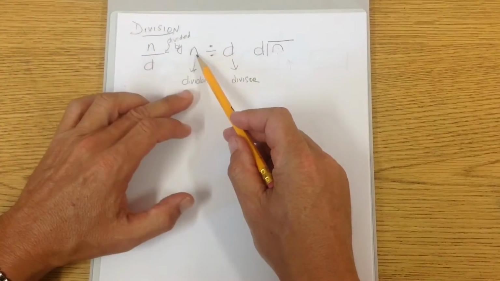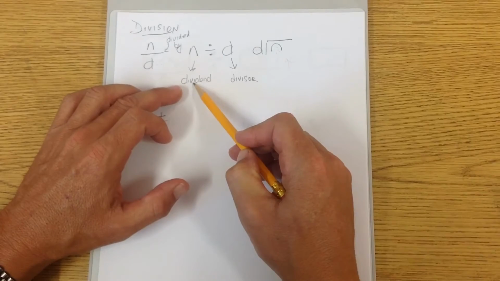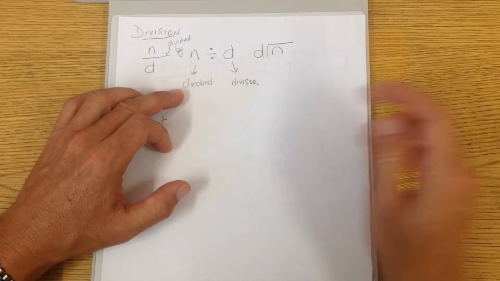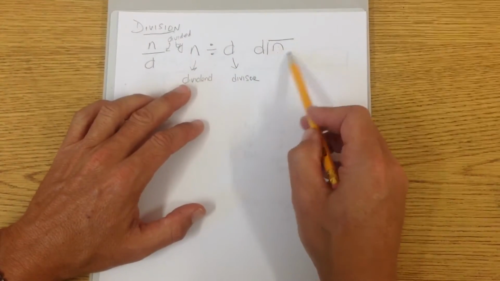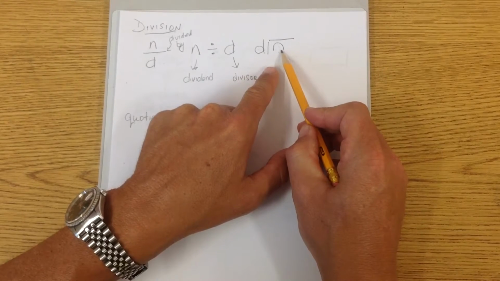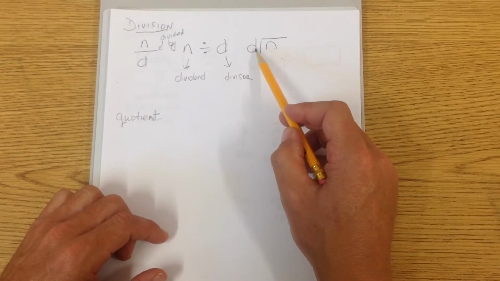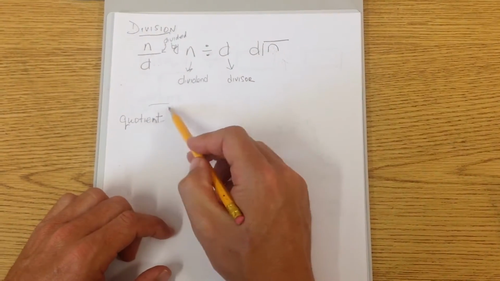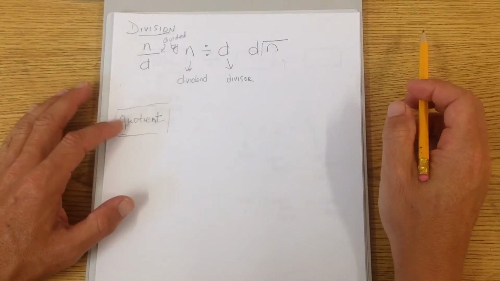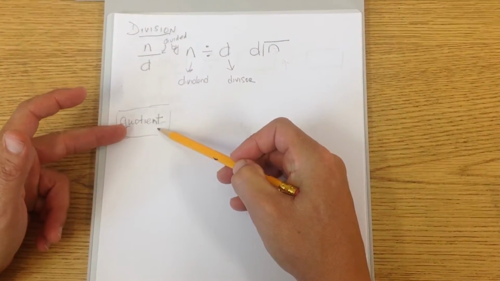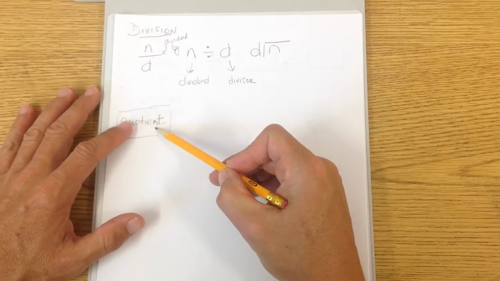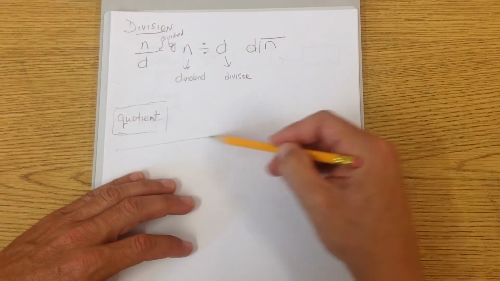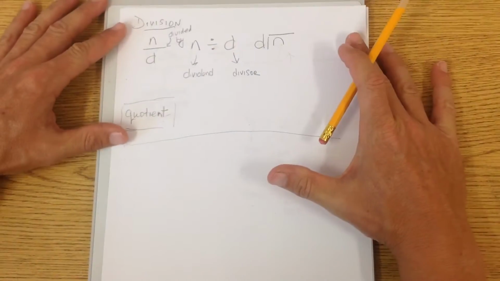Now, there's also two other names that you'll notice: dividend and divisor. The numerator, which is the first number, is the dividend, and the divisor is the denominator, the second number. The answer to a division expression or equation is a quotient. So when you see these words, you should be thinking division. Okay, so this is how it's structured.